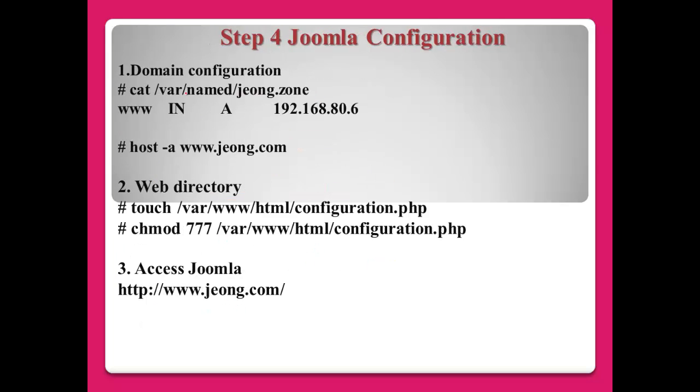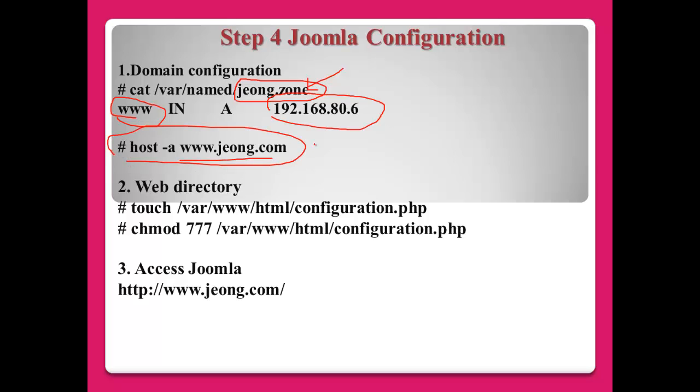And the Joomla configuration. First, please check your domain in your name server. In my case, in this zone file supported by the name server, here I can find this www website. The IP address in my case will use this one. And after that, if you successfully configured or supported this domain in your name server, then please test like this. In my case, I will show maybe this IP address.